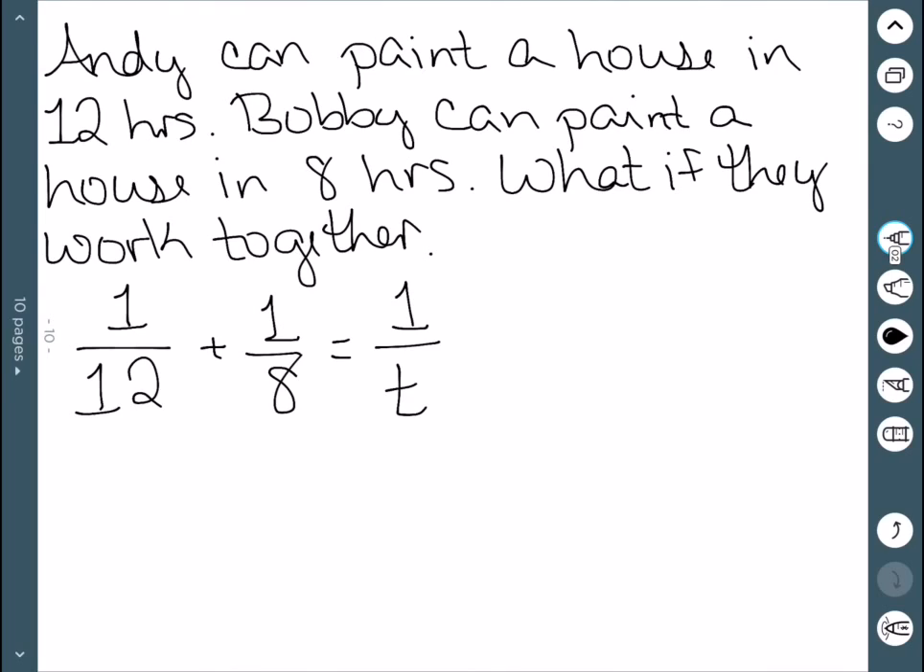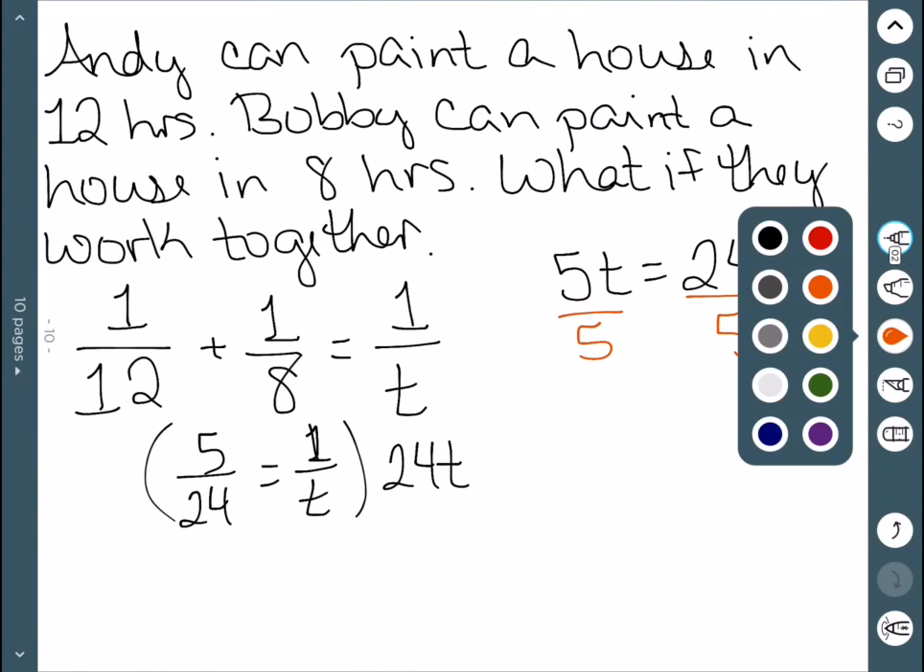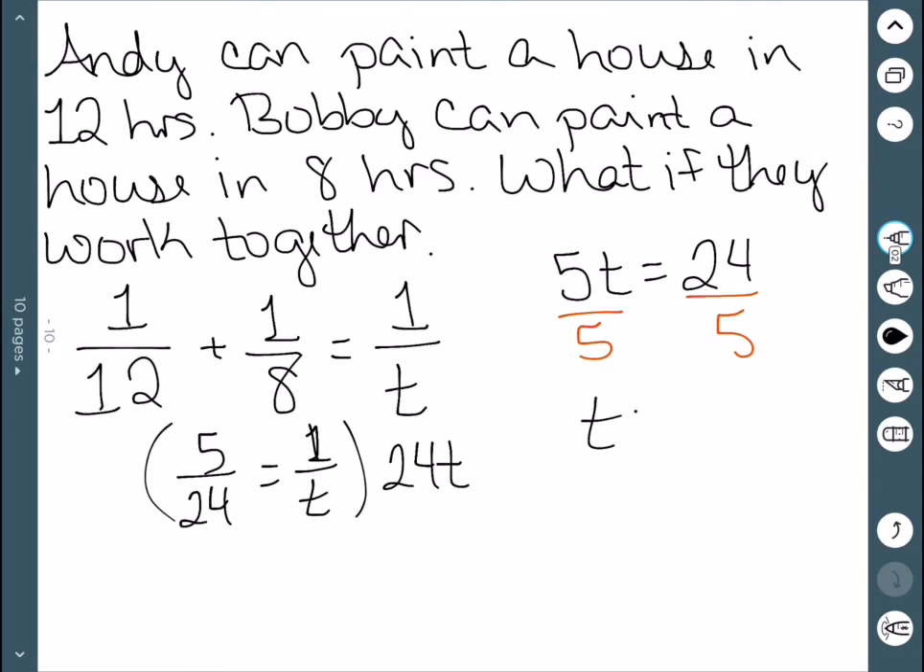If we try to add this, we get 5 over 24 is equal to 1 over t. If I now multiply both sides by 24t, that would give me 5t on the left and 24 on the right. We can then divide both sides by 5, and we get that t is equal to 4.8. So if they work together, they can do this job in 4.8 hours.